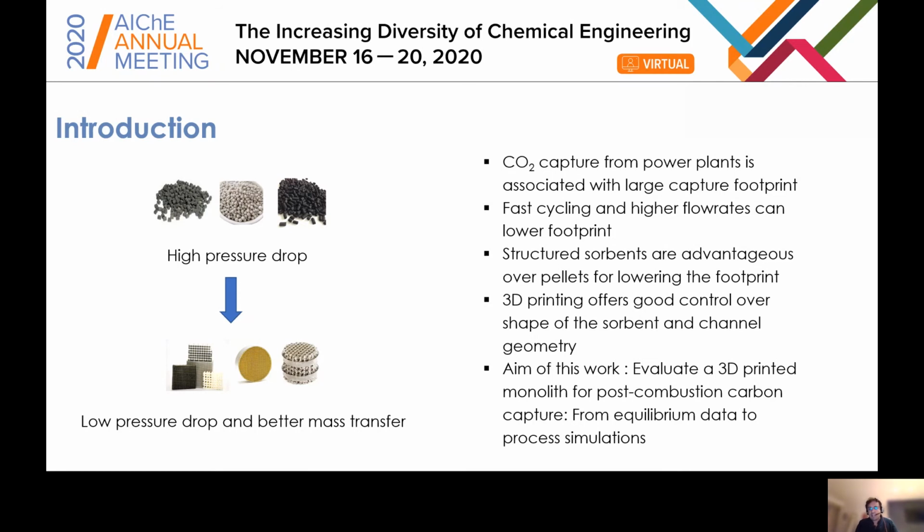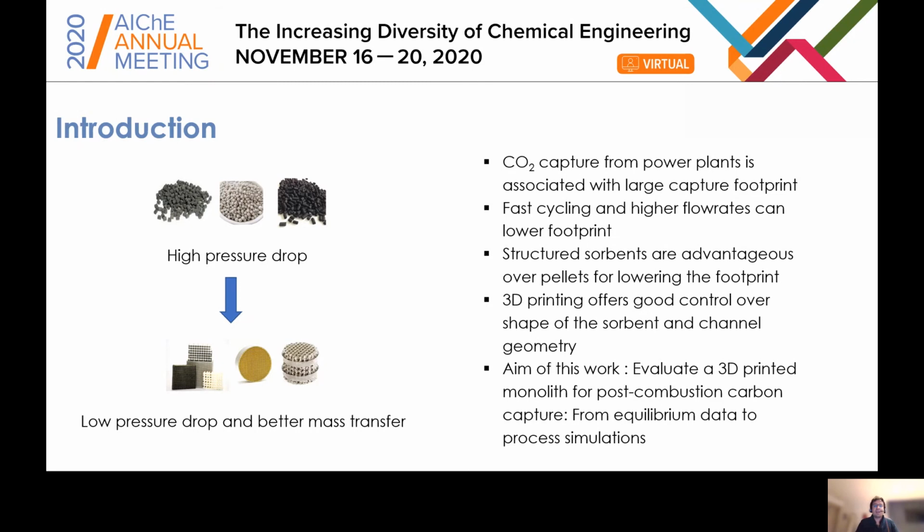One of the techniques that is used to make these structured sorbents is 3D printing. And this is gaining a lot of attention these days because it has the advantages of good control over the shape of the sorbent and also the channel geometry, the size, and the wall thicknesses of the channels.